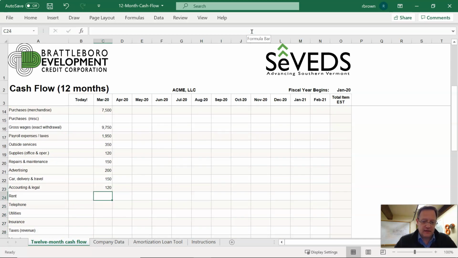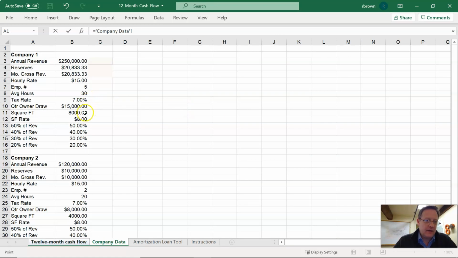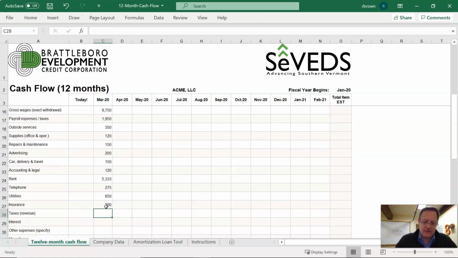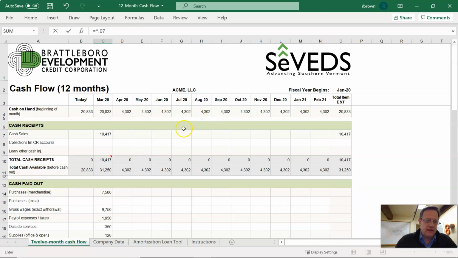I'm going to do this calculation. Go back to the company tab, 8,000 square feet times $8 per square foot divided by 12. That is the monthly lease. Couple of phone lines, $275, utilities $850, power some equipment, and insurance $200. Taxes, I'll just do 7% of the revenue.